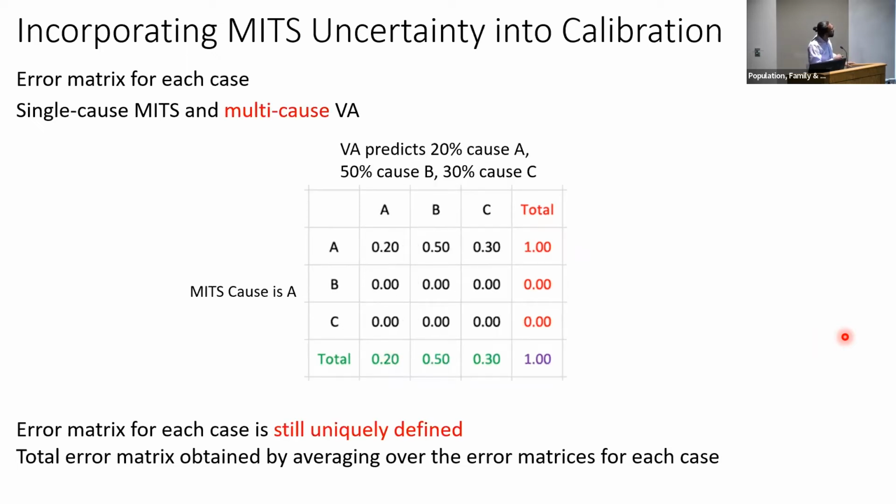Now we go to the single cause MITS, but multi-cause VA. Here the MITS cause is A, but the VA predicts 20, 50, 30% for the 3 causes. Here also, the contribution of that case to the error matrix is very clearly defined. Only the Ath row will be non-zero because the true cause is A, the MITS cause is A, and then the VA scores will be 20, 50, and 30 as predicted. So again, in the multi-cause VA, single cause MITS, it's very uniquely defined what the contribution of that case is to the error matrix.